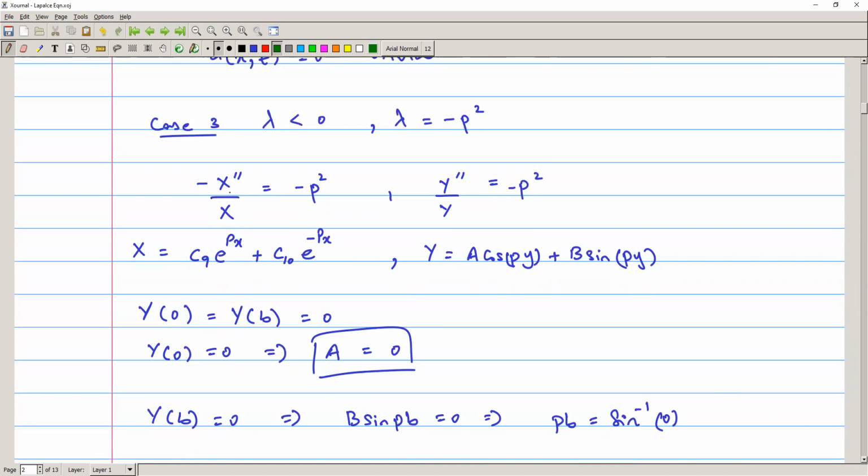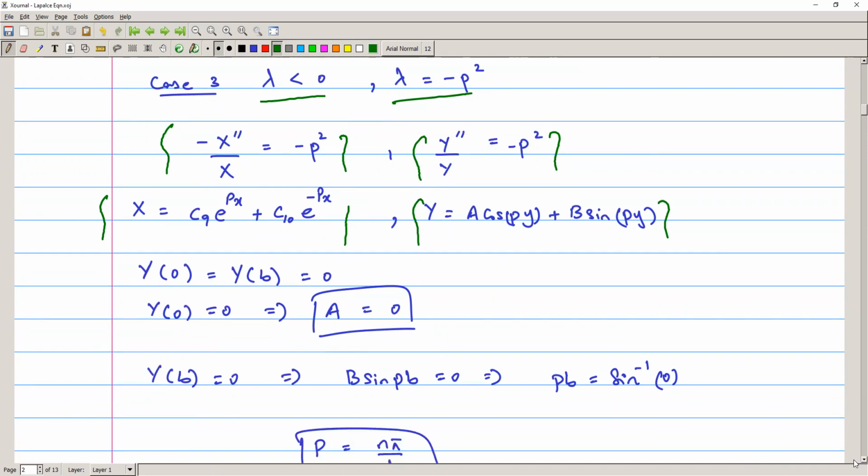Now we will check case 3, when lambda is less than 0, and therefore lambda equals negative p square. So here we go. Here we can see that negative x double prime over x equals negative p square, and y double prime over y equals negative p square. We'll construct the solution by solving the ODEs. Both are second order non-homogeneous ODEs. So here are the solutions.